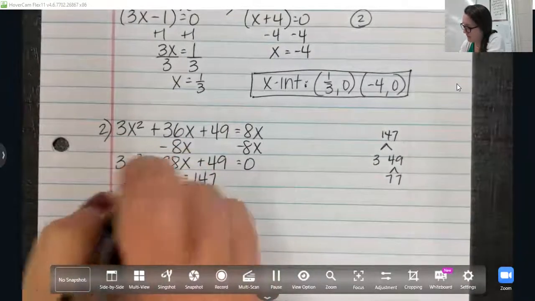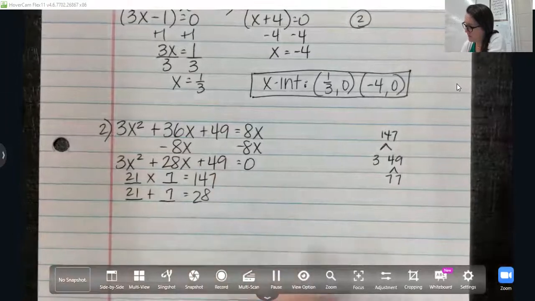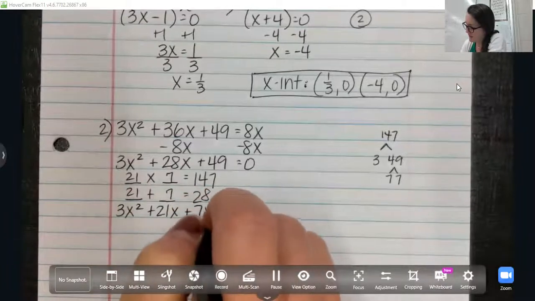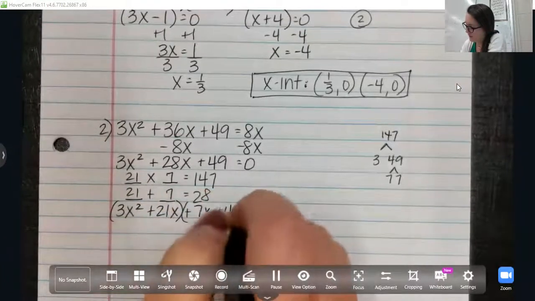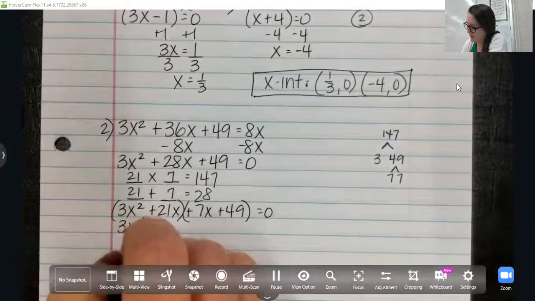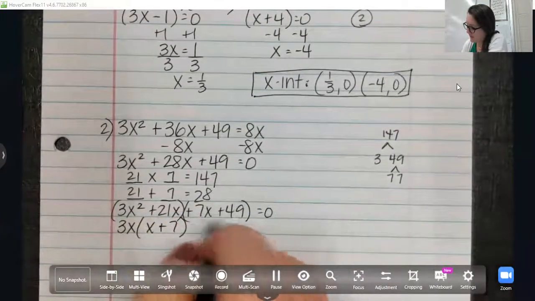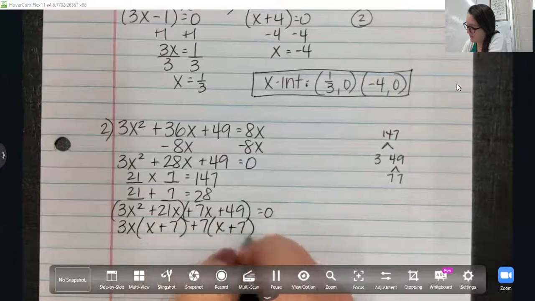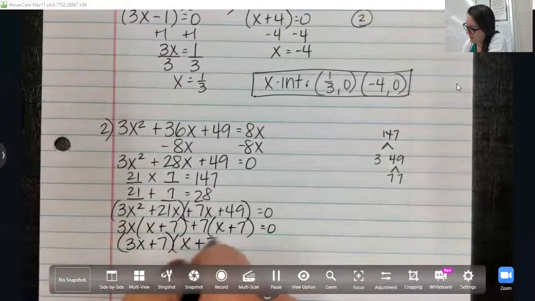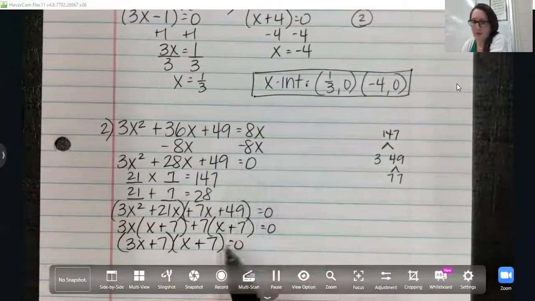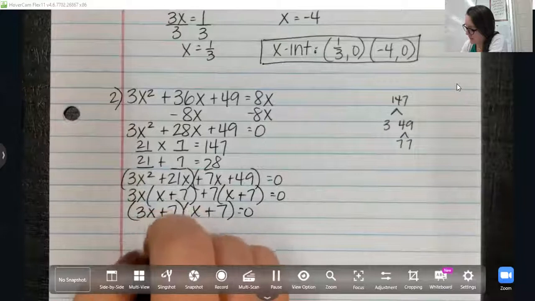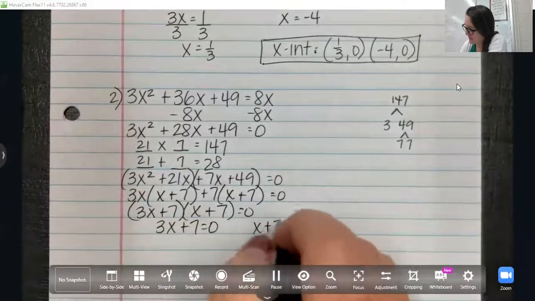So 21 and 7. All right, so we'll split our middle term. We have 3x squared plus 21x plus 7x plus 49 all equals 0. This is going to turn out pretty nice after all. Take our first two, we can factor out 3x, so we have x plus 7. We can take out a 7 here, so we have x plus 7. So we have 3x plus 7 and x plus 7 equals 0. Now that was our factoring part. Now we're going to set them equal to 0 like we did in the last part: 3x plus 7 equals 0 and x plus 7 equals 0.